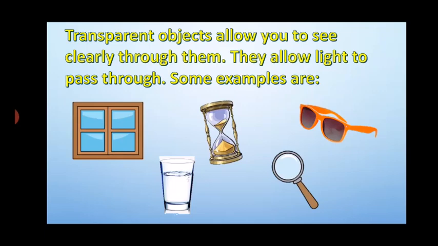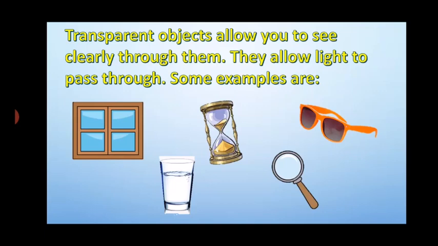First you saw the window glass, that is also transparent, okay, and next we saw the hourglass, which is also transparent. We can see the sand falling here. Through the specs also you can see the outside world. Look, now this is a looking glass, this is a glass of water. So glass is transparent, it allows light to pass. So all the objects which allow you to see clearly through them are transparent objects.